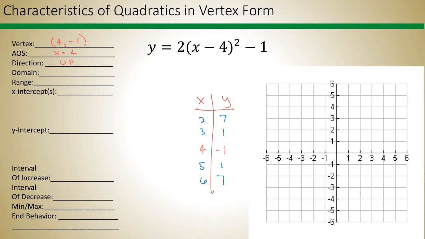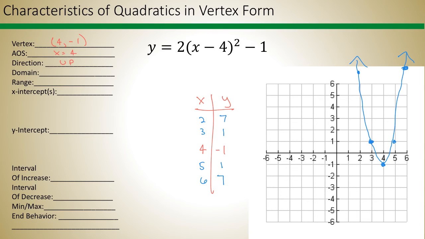So let's graph this. (2, 7) is going to be right there. (3, 1) is going to be here. (4, -1) will be here. (5, 1) and (6, 7) will be over here. So when we connect this, it's going to look like that.